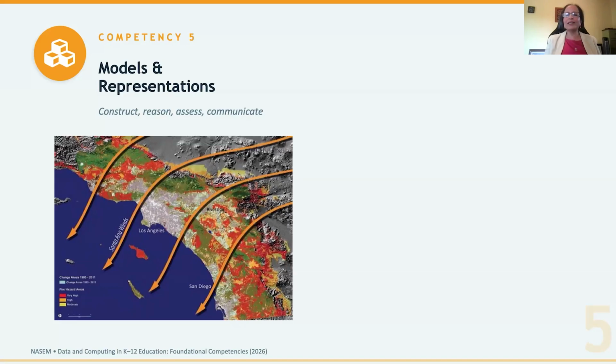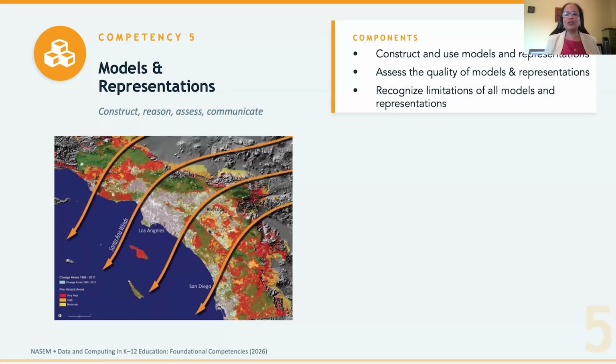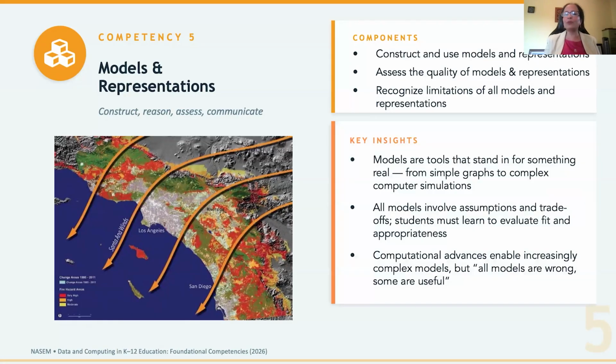They are tools for organizing information, communicating relationships, and predicting outcomes. They're objects that stand in for and correspond to something else in the real world. They range from simple graphs to complex computer simulations. They reflect important features of an object of study for explanation and prediction. And importantly, they depend on underlying assumptions and choices, and they evolve with updated input.